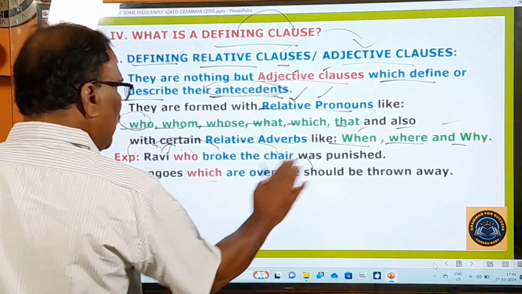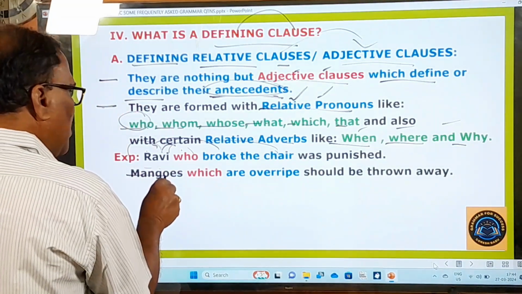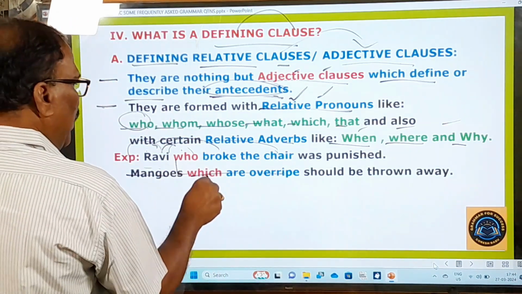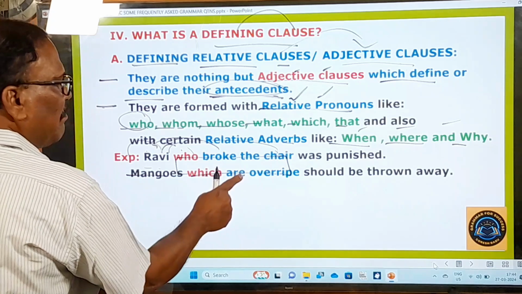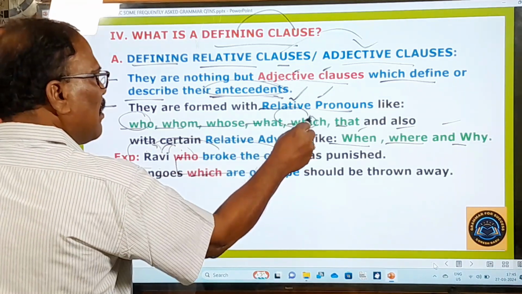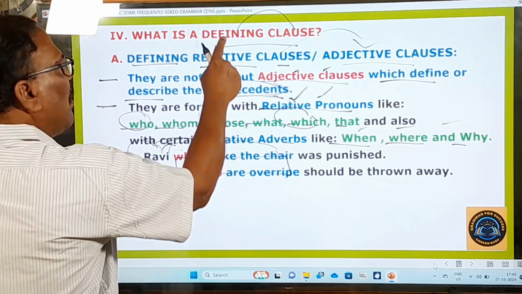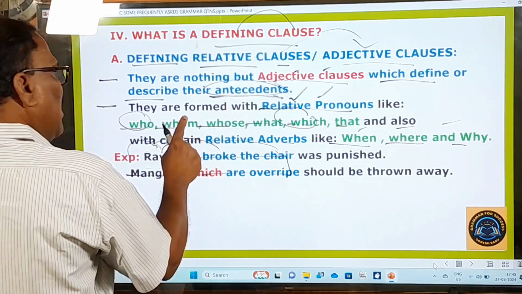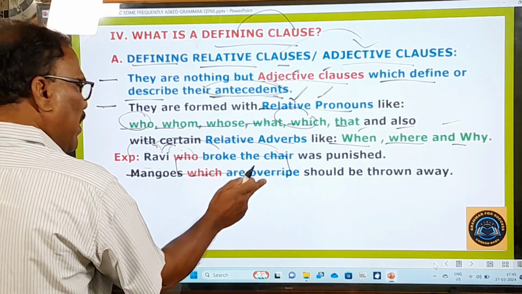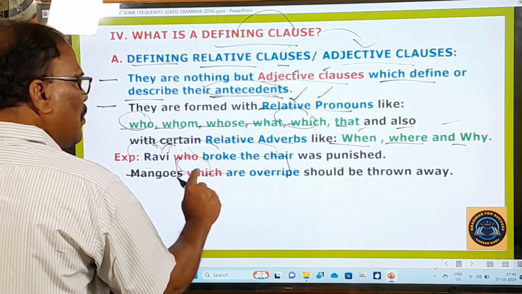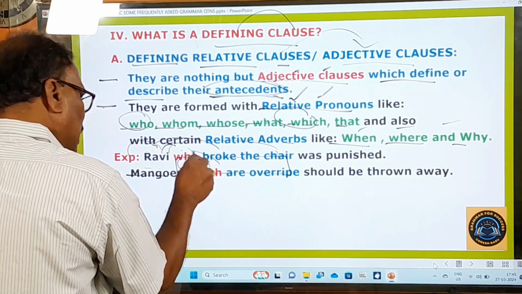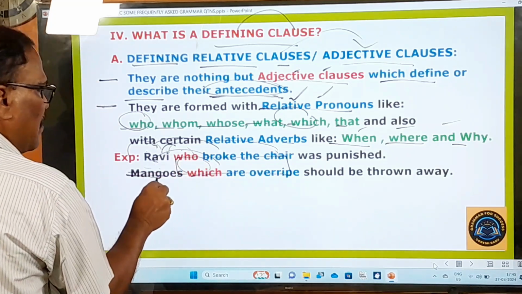Okay, what is the next example? Mangoes which are overripe should be thrown away. So here this part is there. What is this doing? Which is a relative pronoun. All the defining clauses begin either with relative pronouns or with relative adverbs. That's all. So which are overripe is a relative pronoun, so it's an adjective clause. What is this clause doing? It is describing these mangoes.